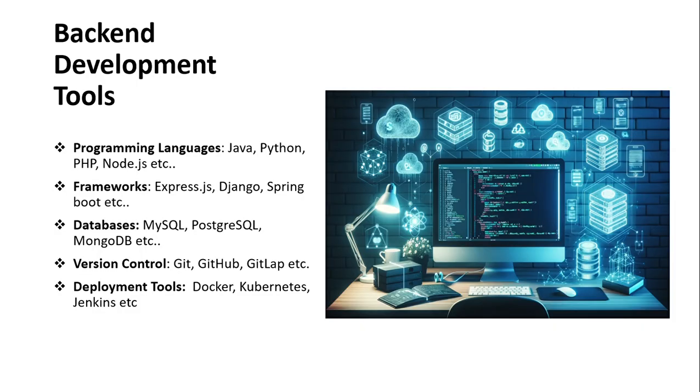You can pick up Express.js, Django, or Spring Boot as the framework you want to work with. You also have to pick a database to store and manipulate your data. We have MySQL, PostgreSQL, MongoDB, and others. With version control, we have Git, GitHub, GitLab, etc. You make use of these development tools to efficiently build your application. And we have deployment tools: Docker, Kubernetes, Jenkins, etc. Most of this really makes sense when you're working with the practical aspect of it.